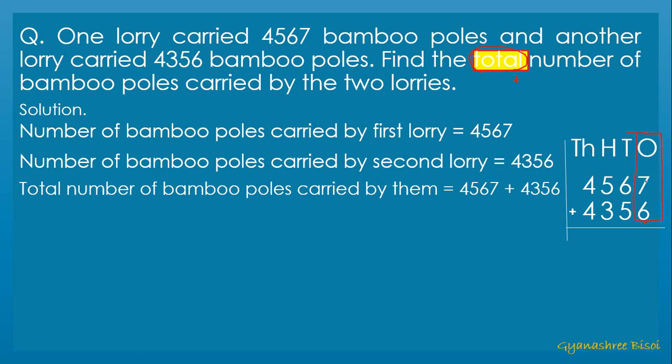So at ones place I have 7 and 6. So I will add 7 plus 6. 7 plus 6 equals 13. As we know, 13 cannot be written below ones place. Okay, only a single digit can be written. So, 3 is at ones place and 1 is at tens place. So, I will write 3 below ones place and the tens place digit I will carry over to tens place.